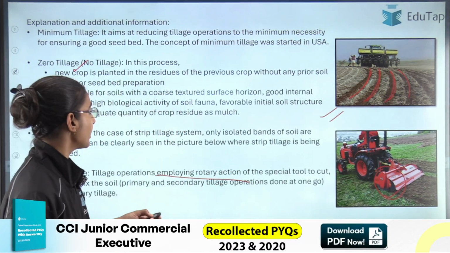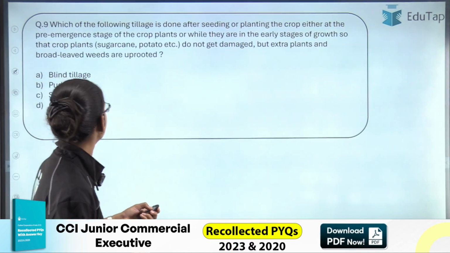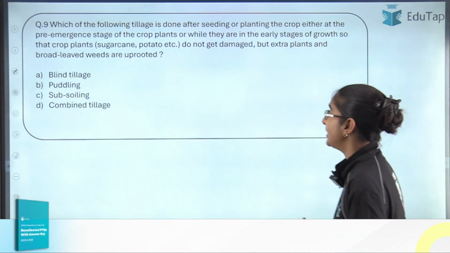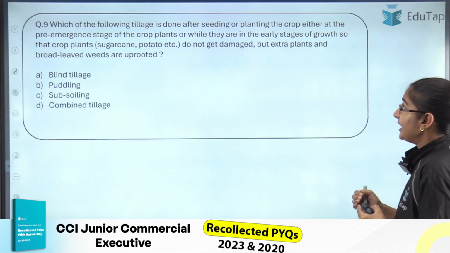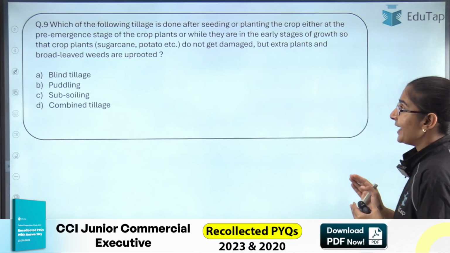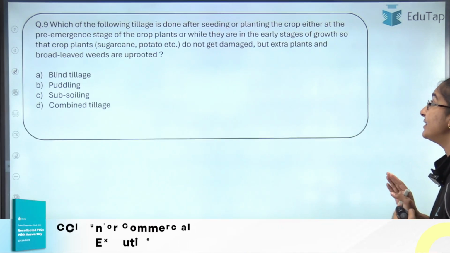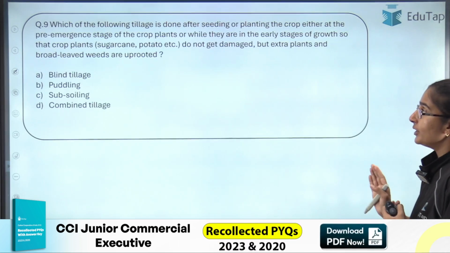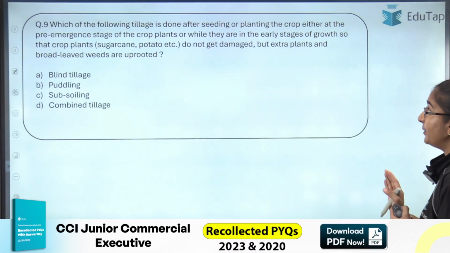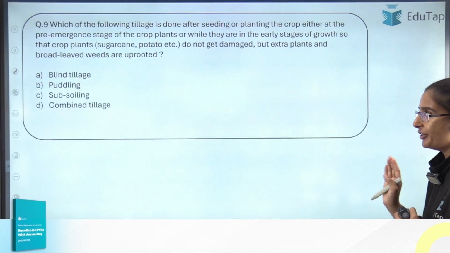All right. Now let's move ahead to the next question. It says, which of the following tillage is done after seeding or planting the crop, either at the pre-emergence stage of the crop plants or while they are in the early stages of growth, so that crop plants do not get damaged but extra plants and broad-leaved weeds are uprooted.